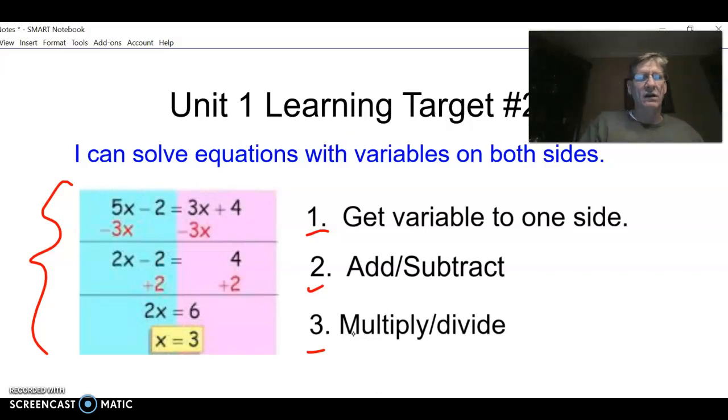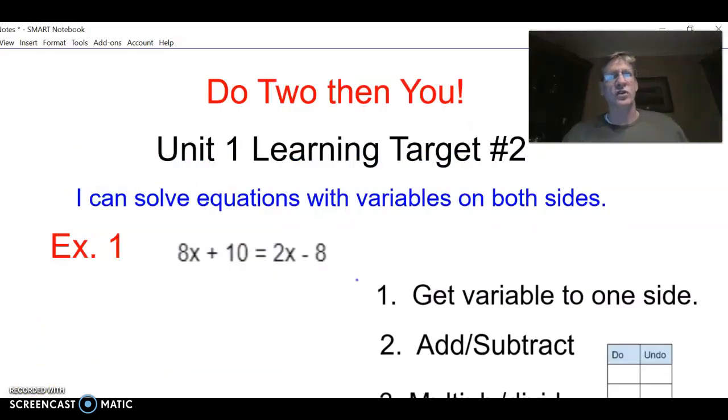But as you can see, our goal is to get the variable on the one side. See, I have an x here and an x here, and by the end, x is all by itself on one side. And I'm going to go through these steps to get there. So you have to have your goal in mind. All right, so I'm going to model 2 of these, and then you're going to do 1 on your own. So we want to get the variable to the one side.